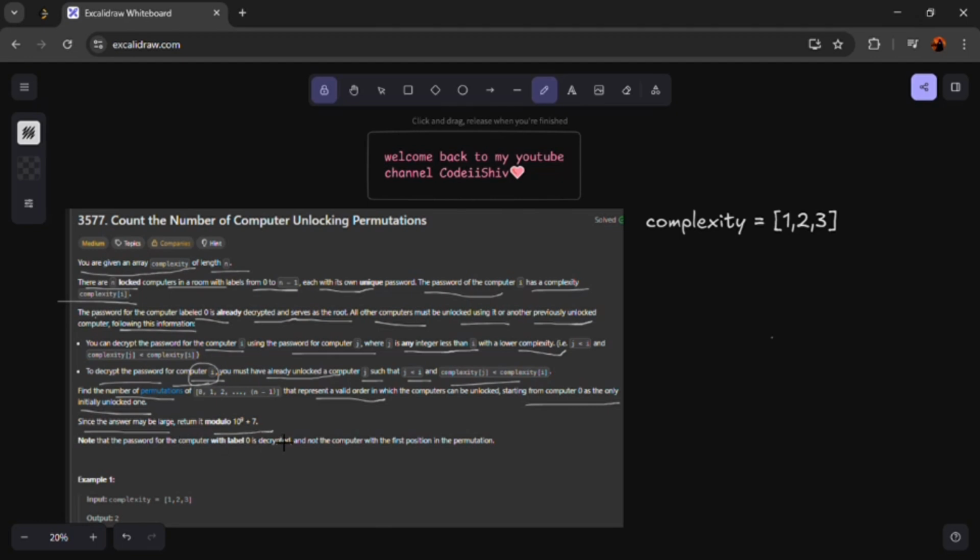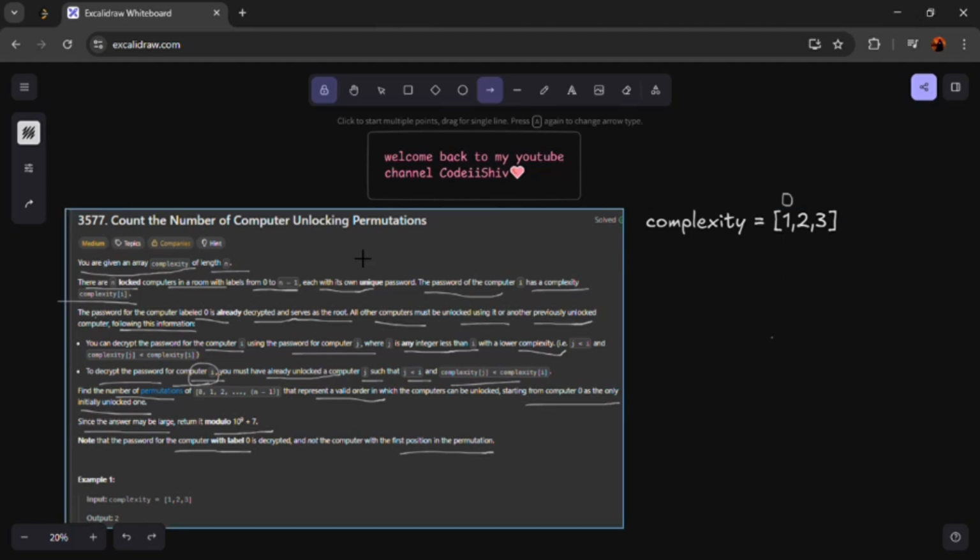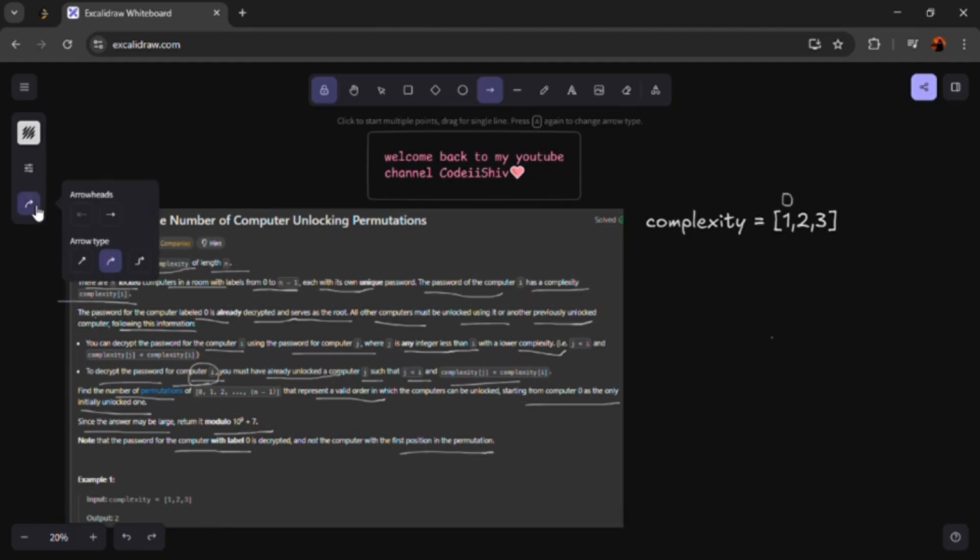Note that the password for the computer with label 0 is decrypted, not the computer at the first position in the permutation. It means the computer at index 0 is already decrypted. We don't have to decrypt it. I hope you understood.